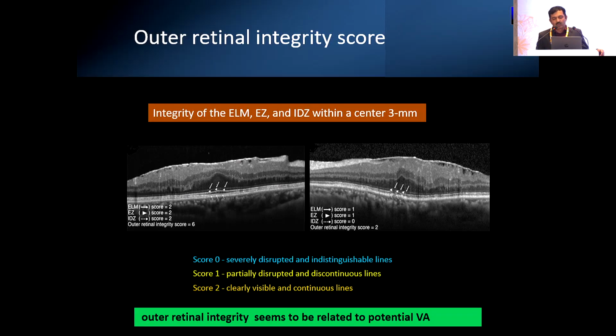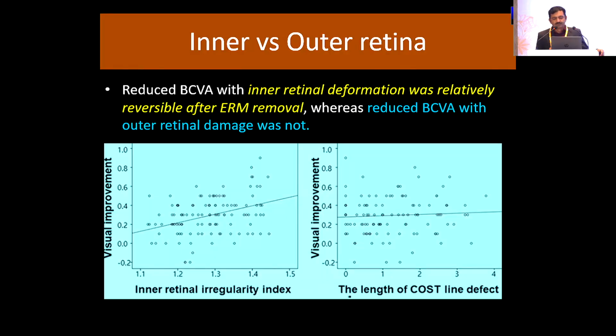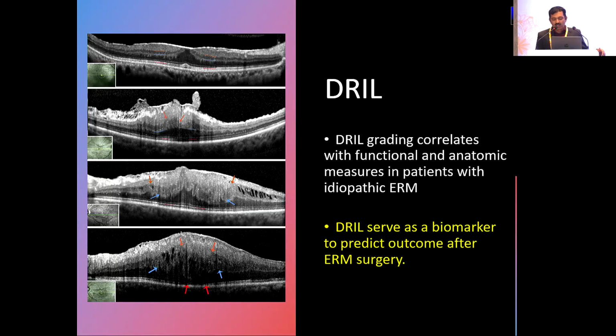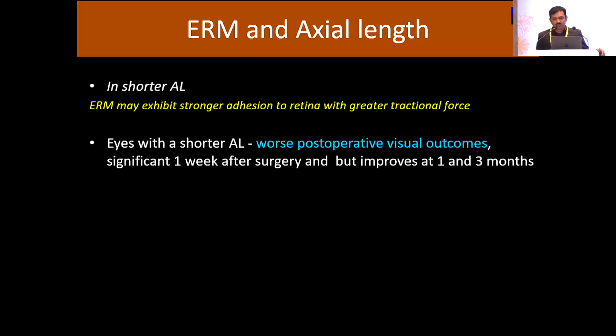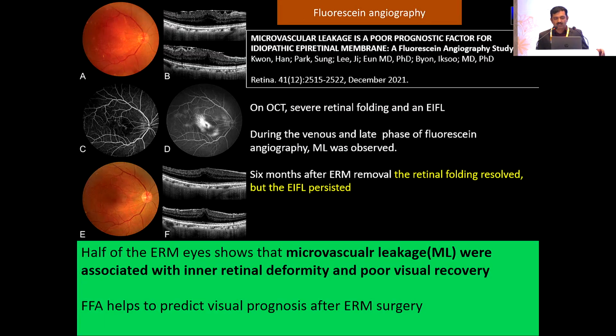Similarly, outer retinal integrity: look at all the 4 outer retinal layers, you can grade them in fact, and it also helps in assessing the prognosis. If you see outer retinal changes, the recovery of vision is probably not as good compared to inner retinal changes, which are mostly recoverable. Another important marker which helps in assessing prognosis is axial length: the shorter the axial length, the poorer the prognosis in a patient with an epiretinal membrane. So one needs to look into the axial length also.